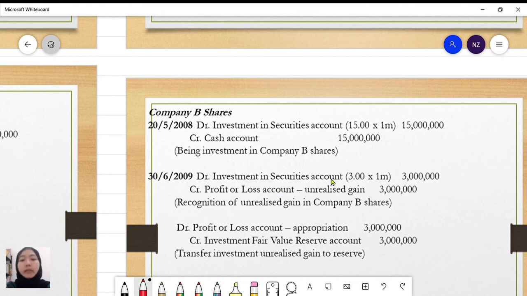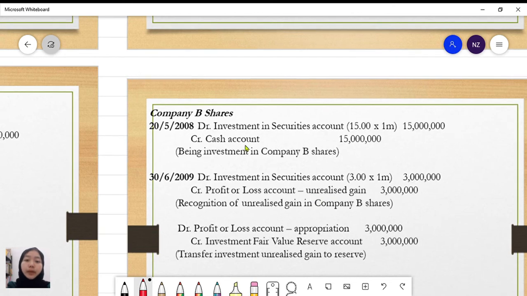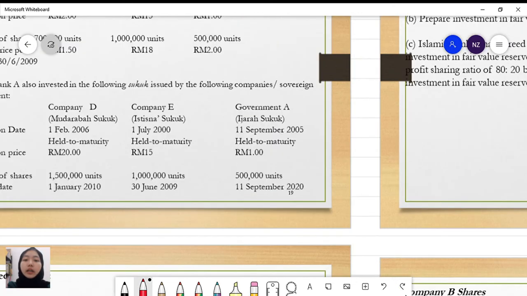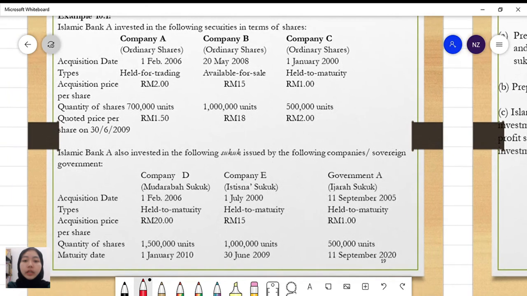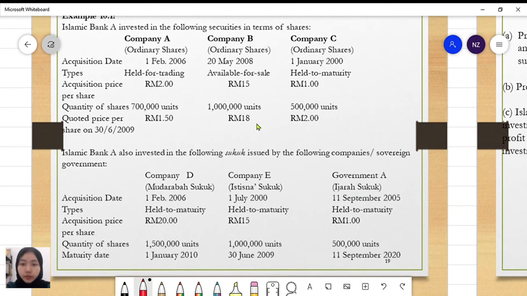And then this one is the unrealized gain. How do I know it gained? Based on the new price at the end of the maturity period. At the end of the maturity period, the share price is RM18. As you can see, there is an increase in share price here, right? From RM15 to RM18. That's why there is an increase. When it increases, it means we get a gain.